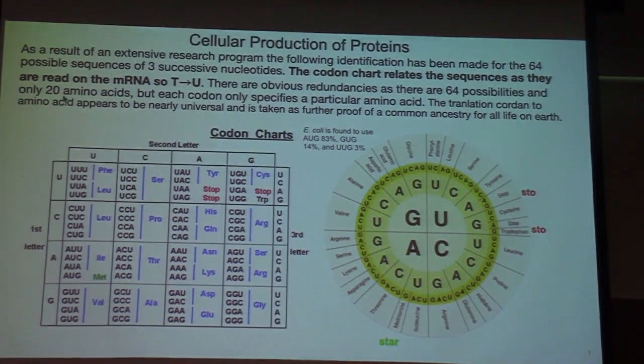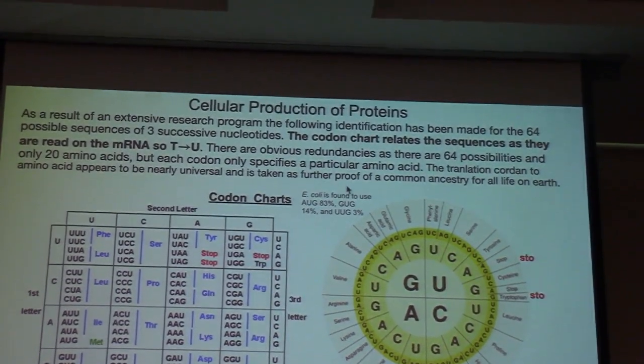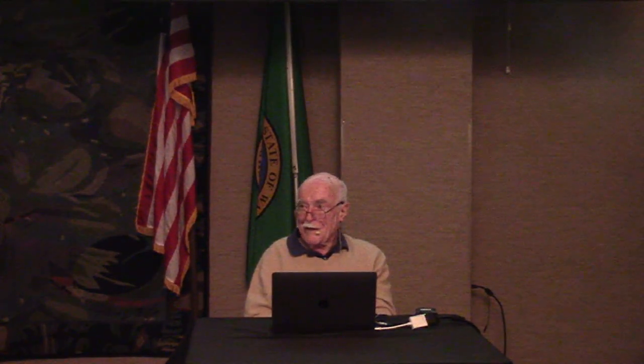The translation of codon to amino acid appears to be nearly universal and is taken as further proof of a common ancestry for all life on Earth. I think it's a very remarkable thing that ended up being uncovered as a result of this. If one had any doubts about evolution and how it might have come about, it seems to me the commonality of how your DNA is read, and the fact that it's so universal that the same codes are used by viruses.